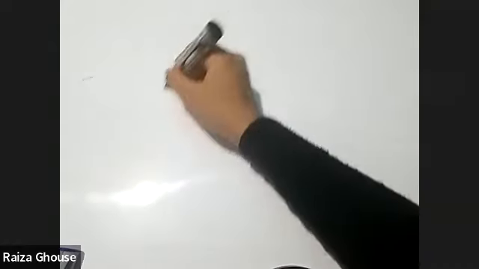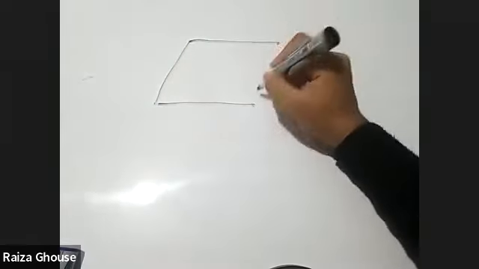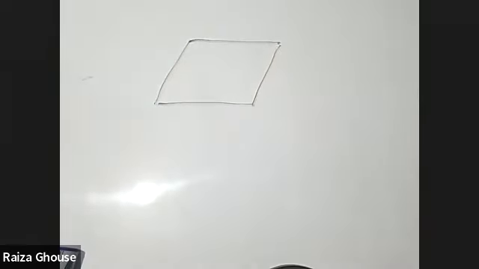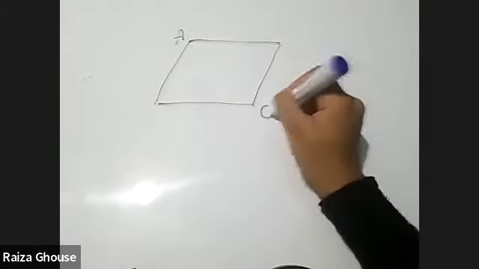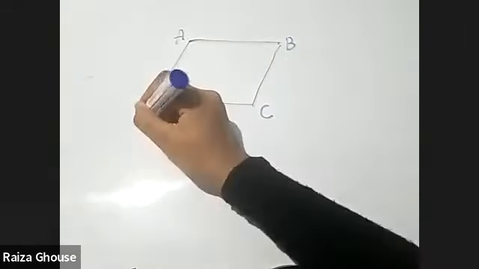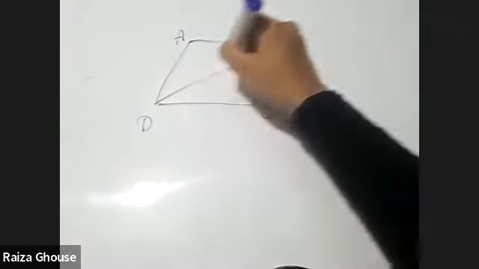Question number 6. In the quadrilateral ABCD, I'm drawing a quadrilateral first of all. I don't know what it is, but just a four-sided quadrilateral. Usually quadrilateral means the first thing coming to our mind is a parallelogram. Diagonal AC means A and C are opposite. B and D are opposite. Diagonals AC and BD bisect each other.